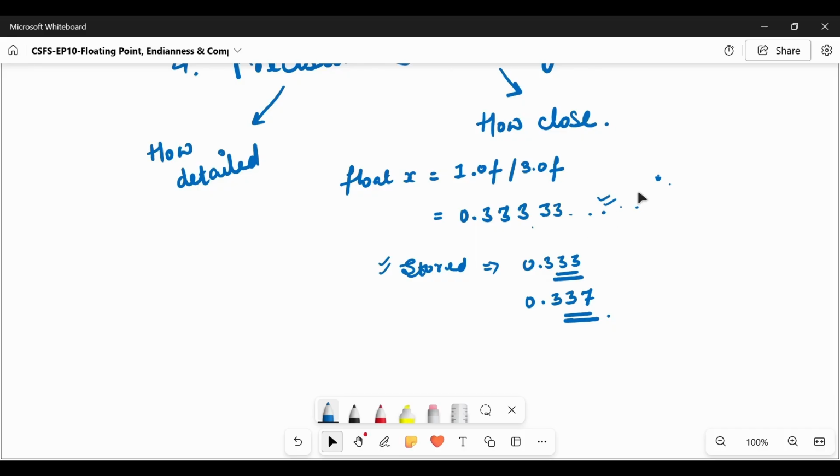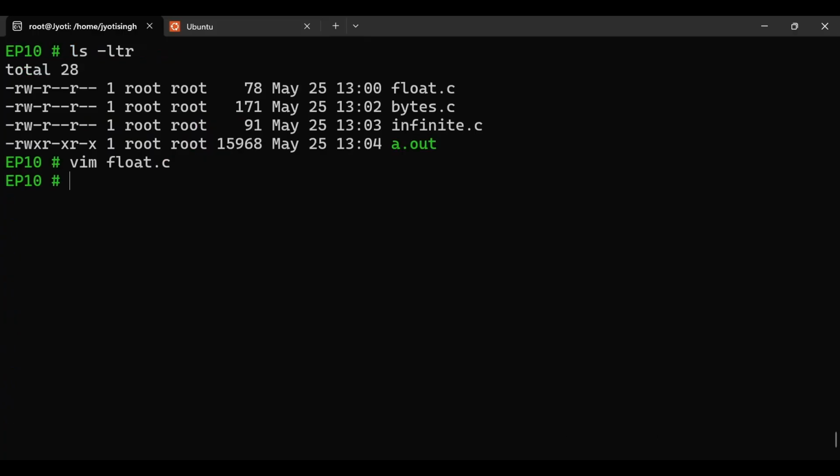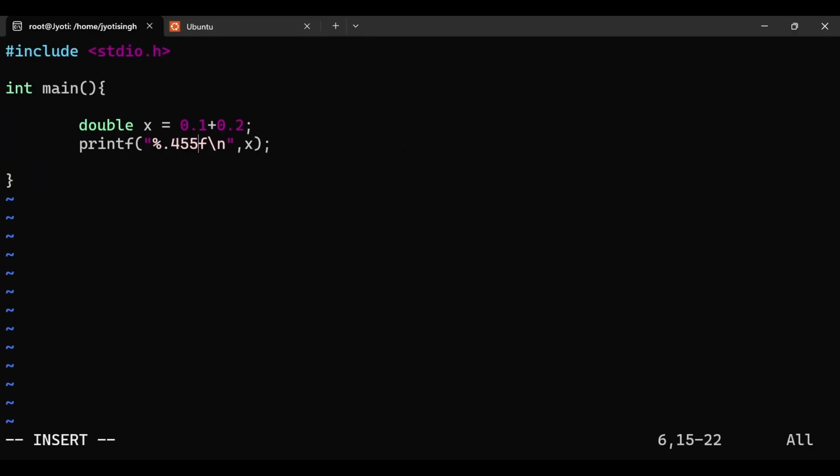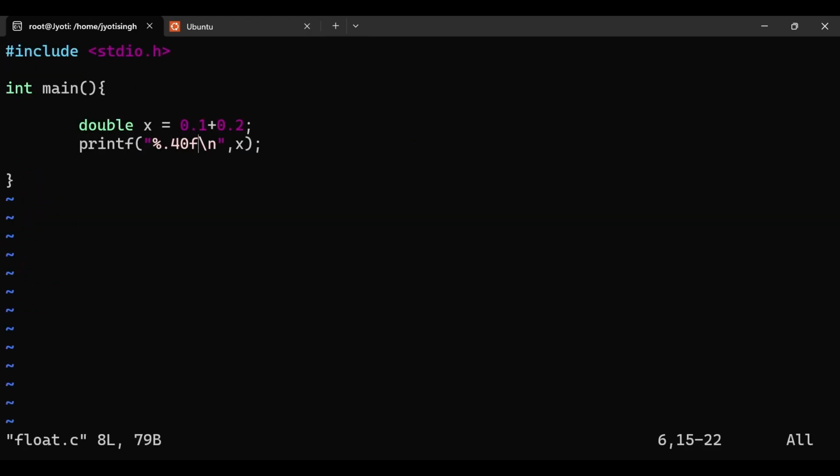Let us see an example for this. We have a local variable of double type x, and we do an arithmetic calculation on it, 0.01 plus 0.02, and print the value. Let us compile this. I want very precise information, so I will print up to 20 digits. After some digits this value changes, so let us print at the 50th digit and see what value we get.